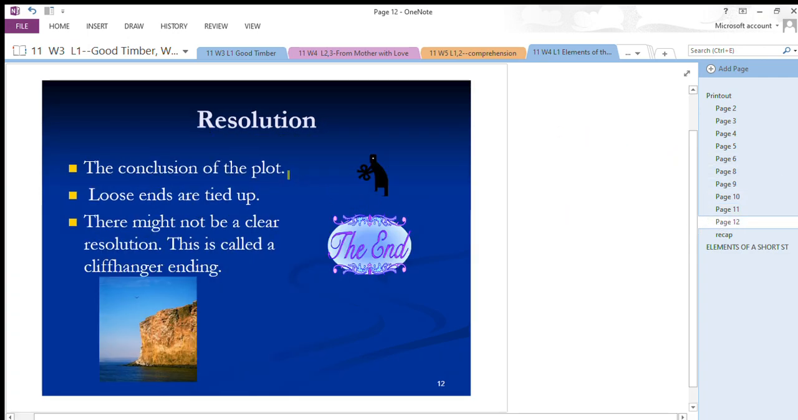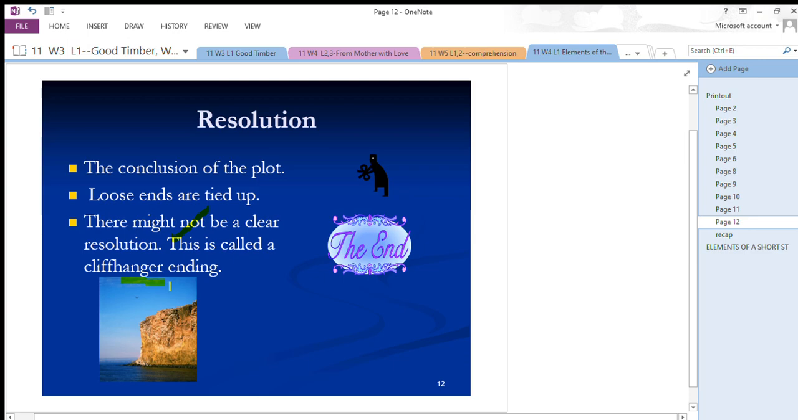Next, we have resolution. Now, resolution is the conclusion of the plot. Loose ends are tied up. All the points are summarized. There might not be a clear resolution. This is called a cliffhanger ending.